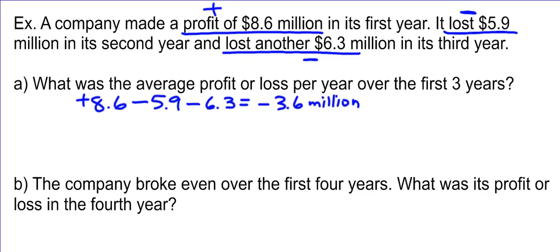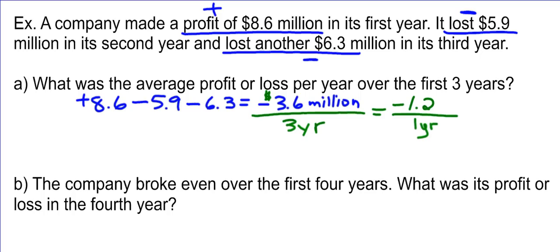So in order to find the average, it's the change in a value over a change in time. So we have our change in a value, we have negative $3.6 million, and the time is 3 years. So the way that we do this, we want to know what was the average in 1 year, so we're going to divide by 3, and we get negative $1.2 million. So on average, the company lost $1.2 million per year.